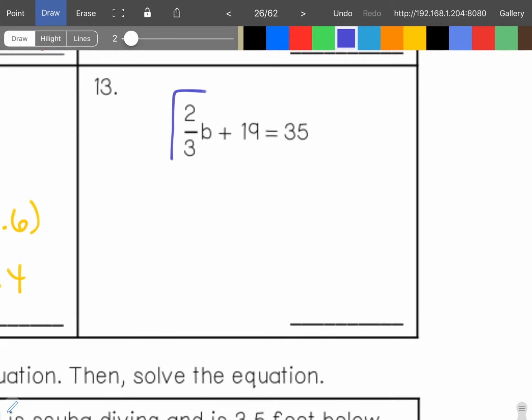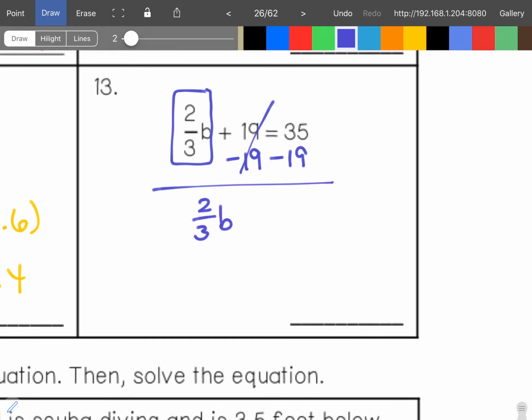All right, number 13, box in that term with the variable. Get rid of the plus 19 by subtracting 19. Bring down the 2/3 b. 35 minus 19 is 16. And then we want to get rid of that fraction that's multiplied to the variable. So how do we do that? We multiply by the reciprocal. What's the reciprocal of 2 over 3? 3 over 2.